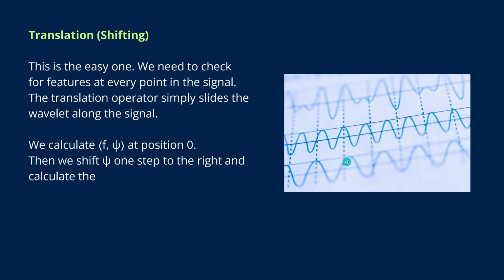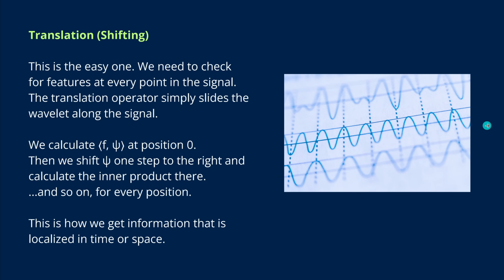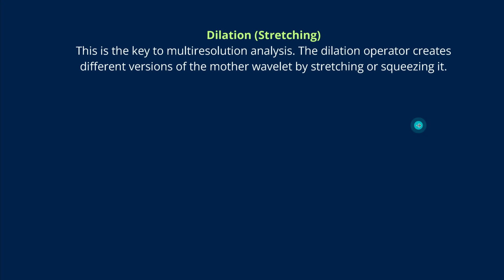So translation, when you shift it over your signal, is the easy one. We need to check for features at every point in the signal. So the translation operator simply slides the wavelet along the signal, and every moment we analyze this. In mathematical terms, we calculate the inner product of the function f with phi at position 0, starting here at 0, and then we shift phi one step to the right and calculate the inner product there, and so on for every position. This is how we get the information that is localized in time or space, and great.